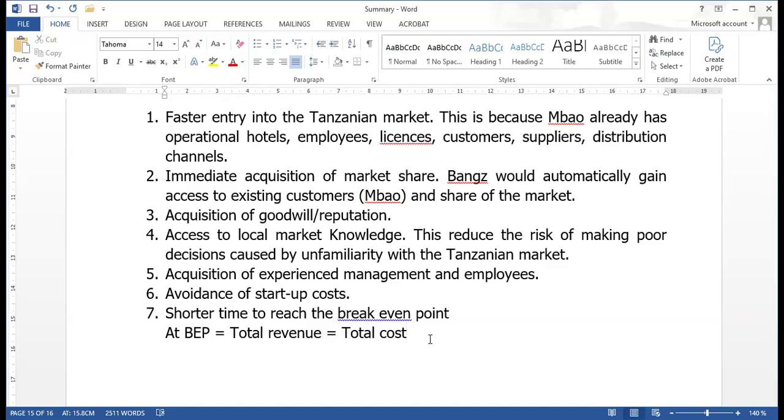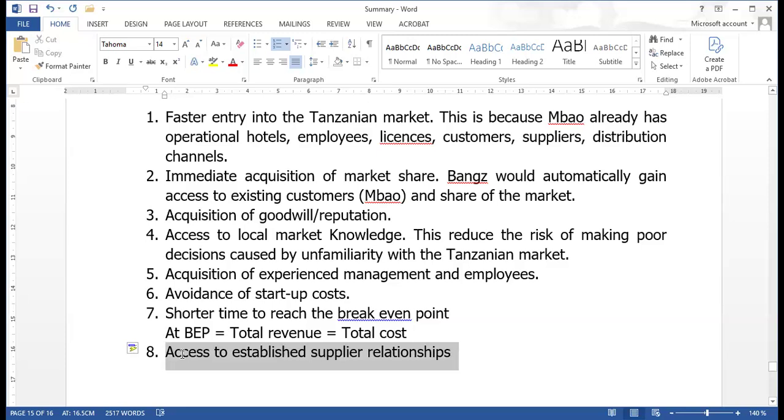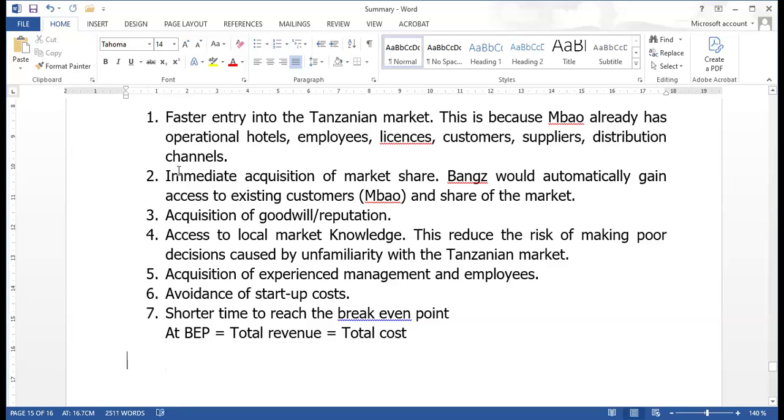Then what else can we put? There are very many advantages. You have access to established supplier relationships, existing facilities. But depending on how you explain these points, at times you can see you're repeating yourself.